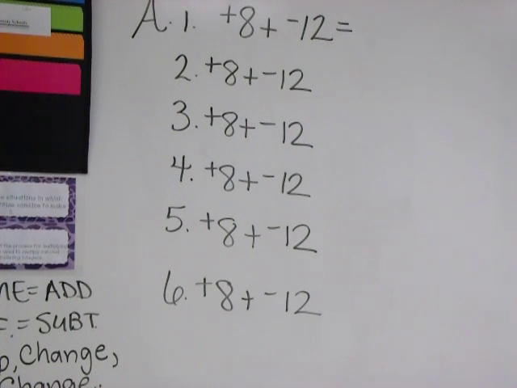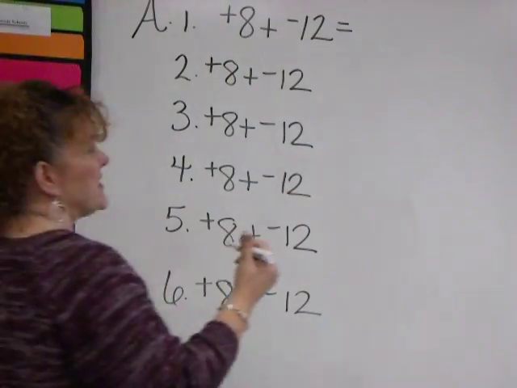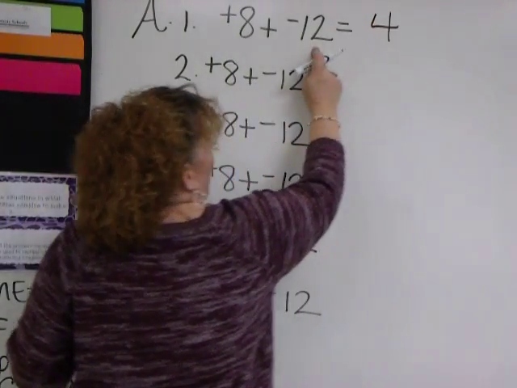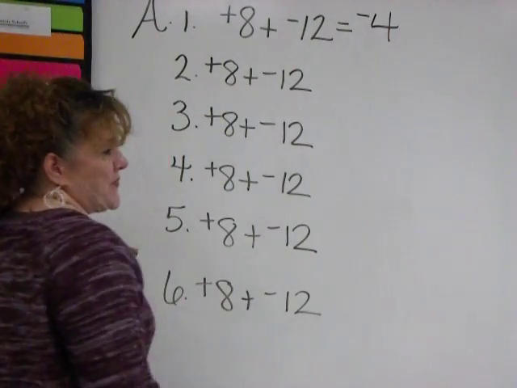The signs are different, so you subtract. 12 minus 8 is 4. The higher one is a negative, so it's negative 4.